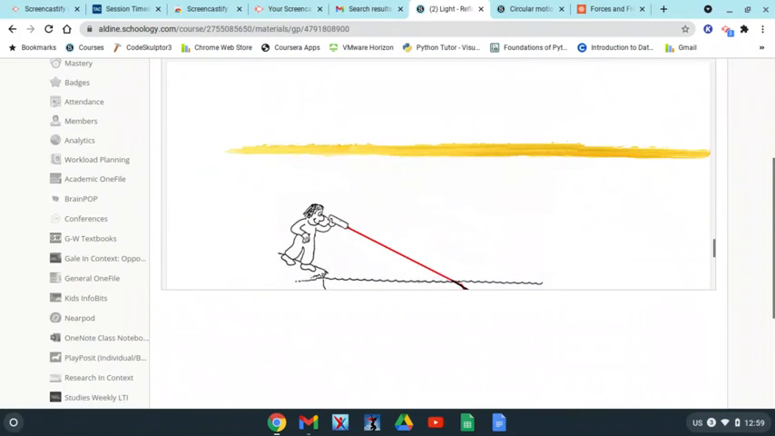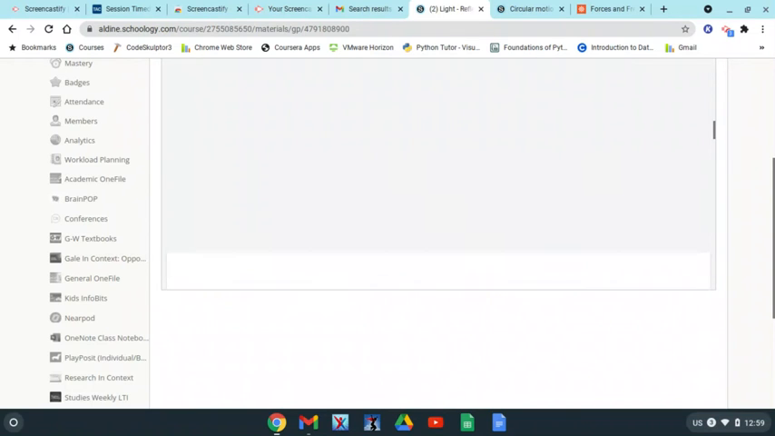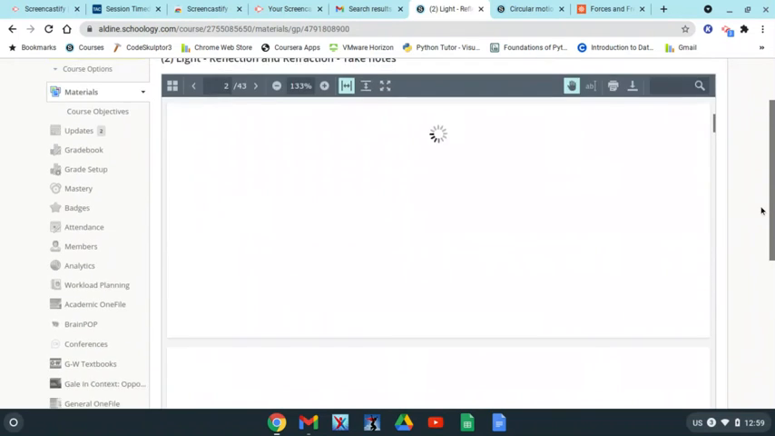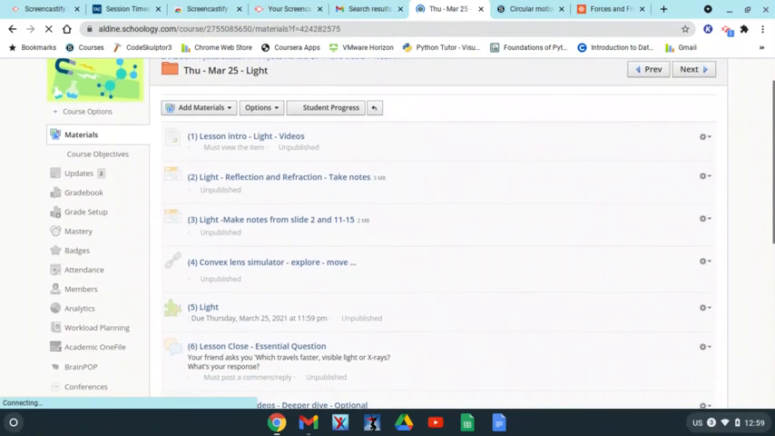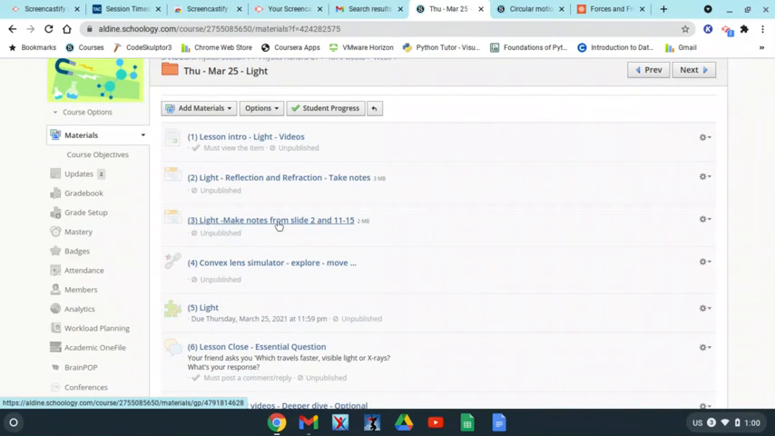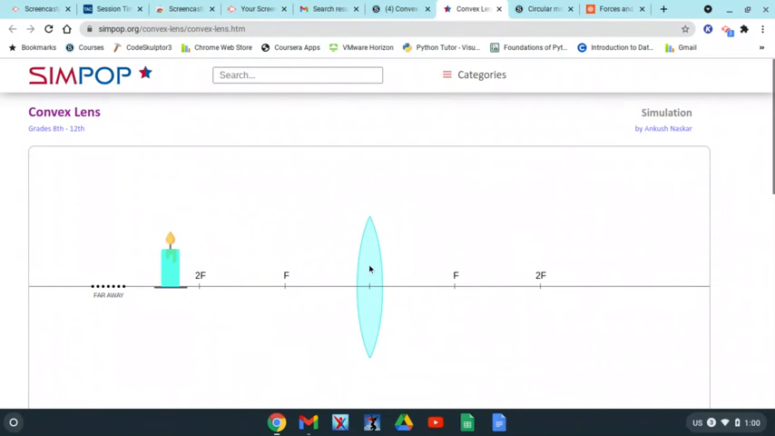Okay. And so there's this PowerPoint that you can go over, take some notes. We kind of went over most of it right here. Then we have a second PowerPoint, which is basically looking at light again from more of an electromagnetic wave point of view. And then I'd like you to kind of play around with this convex lens simulator. Again, this is the converging lens we looked at earlier.